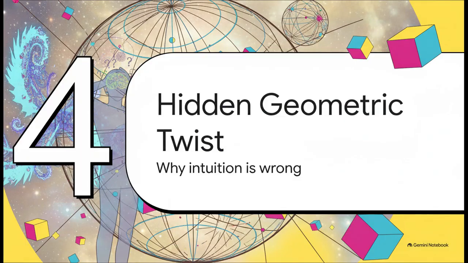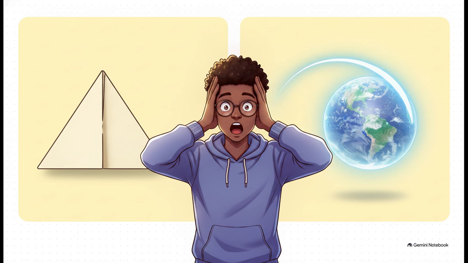Now, for a really fun part, Section 4, a hidden geometric twist. Why our intuition about spheres is often totally wrong. Take a look at the stark contrast between what our brains assume and what the math actually proves. If you ask practically anyone to guess the distance from the corner of a 90-degree shape to its dead center, human intuition screams that it should just be half, right? Exactly 45 degrees. But we're on a sphere, not a flat piece of paper.